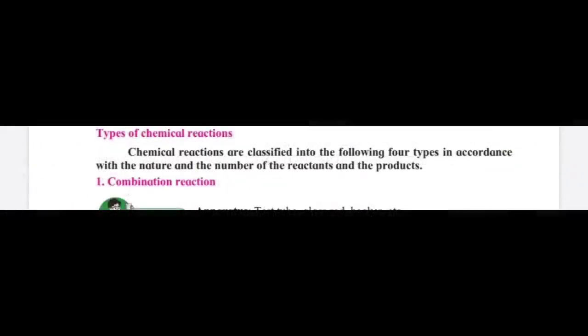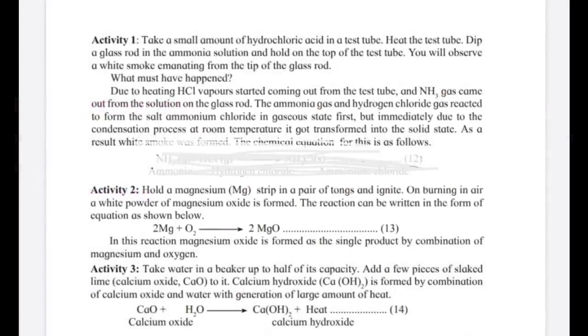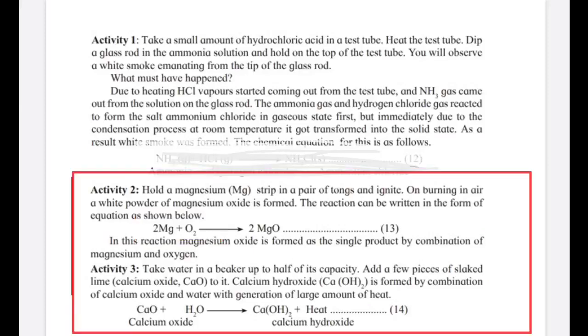Let us study the types of chemical reactions now. Chemical reactions are classified into 4 types. First, combination reaction. In a combination reaction, when 2 or more reactants combine in a reaction to form a single product, it is called a combination reaction.